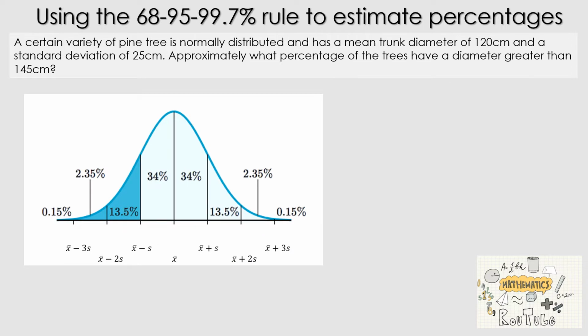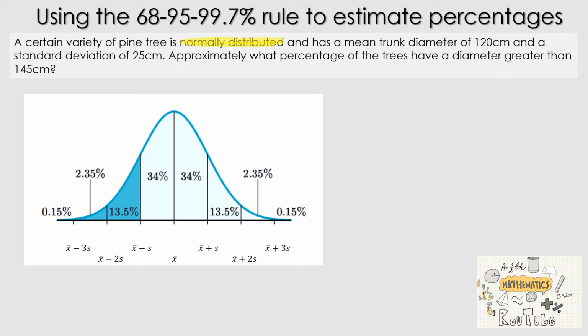All right, let's have a look at answering a question using the 68, 95, 99.7% rule to estimate some percentages. So let's have a go at this question. A certain variety of pine tree is normally distributed. There's the terminology I was saying about before. That's the terminology you'll definitely be challenged with, probably in SACs and definitely in exams, and you'll most probably see it in practice exams as you progress through the year as well.